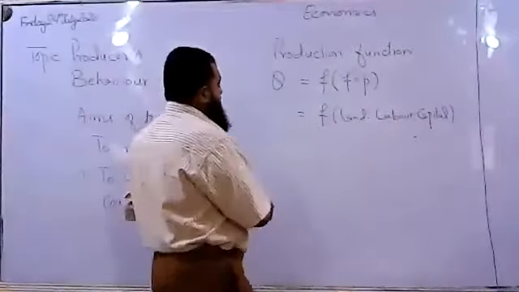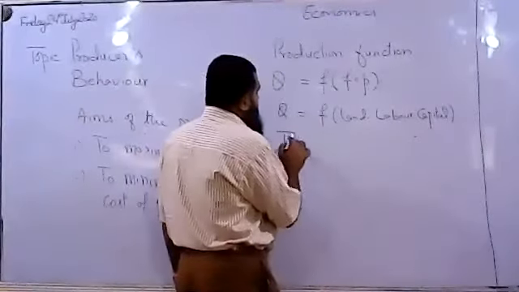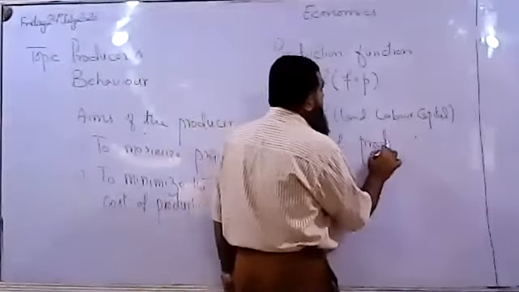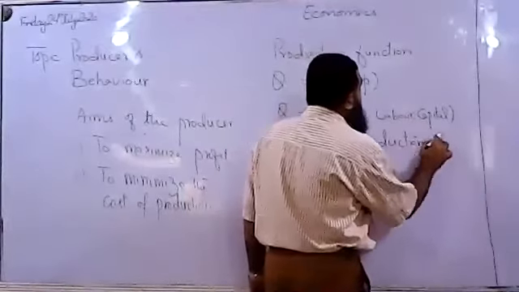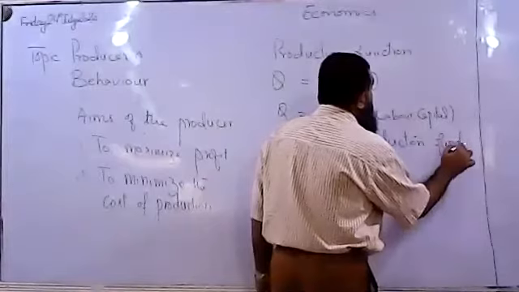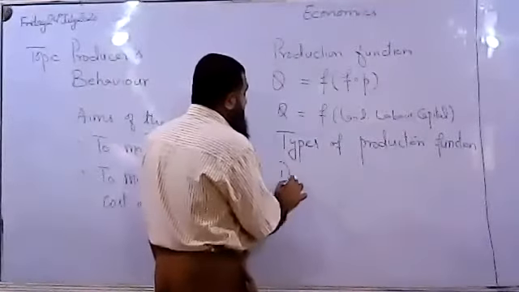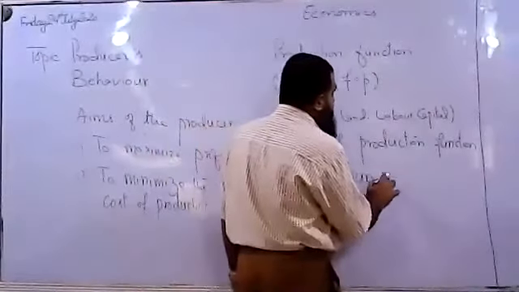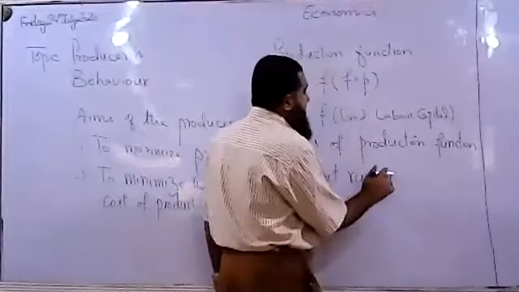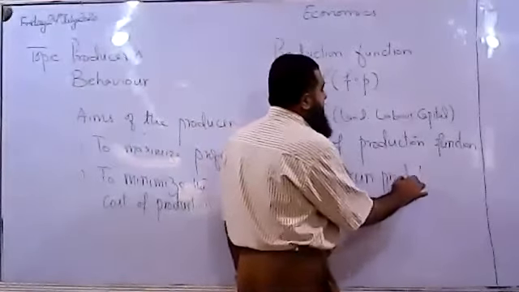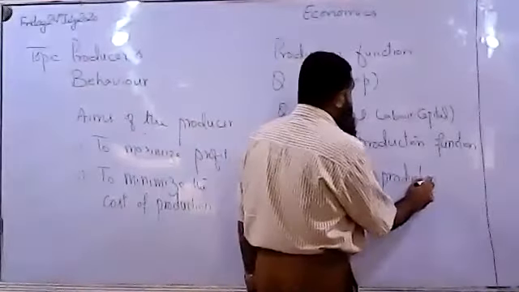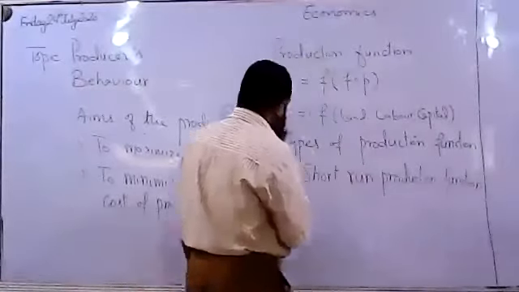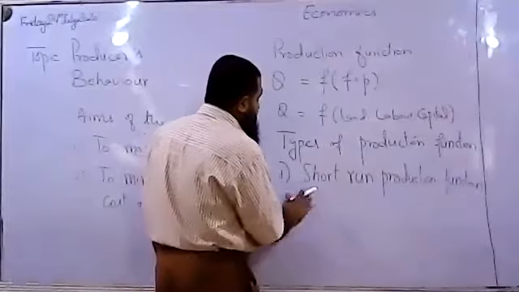Types of production function. This is what production. Now what are the different types of production function? Types of production function. Now one is called the short run production function. Short run production function. What do you mean by short run? If you remember, in our AS level, we had defined it, production function. And second is called the long run production function.